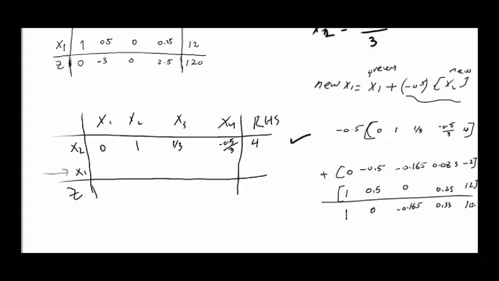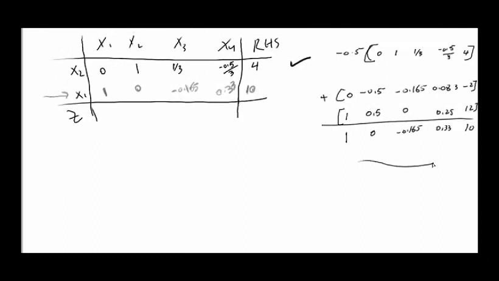Let's just write it here: 1, 0, minus 0.165, and here we have 0.3, and here we have 10.